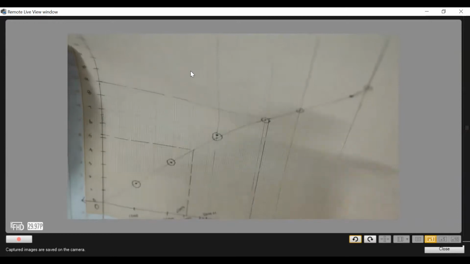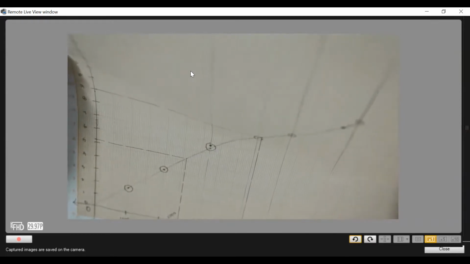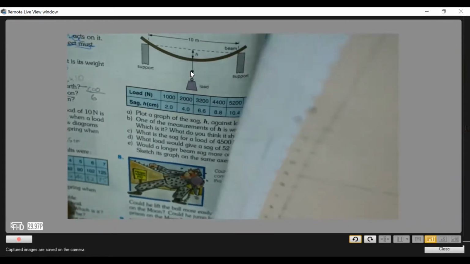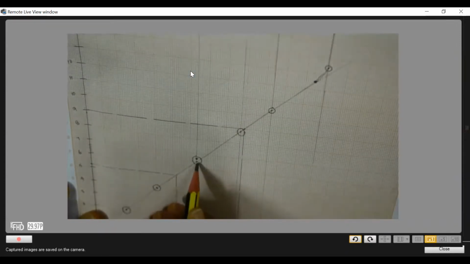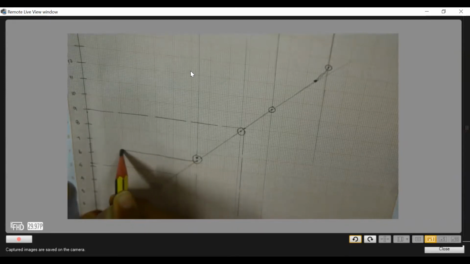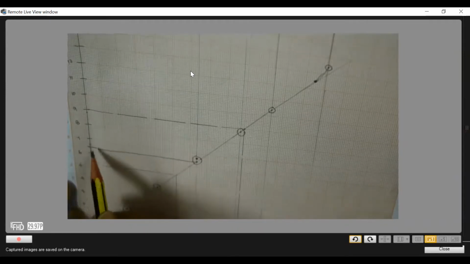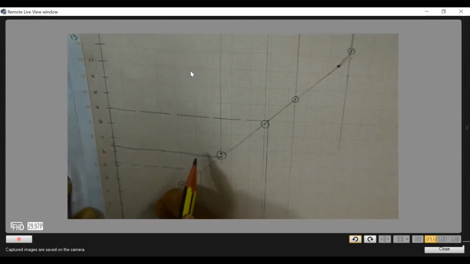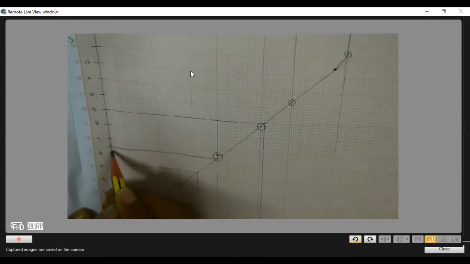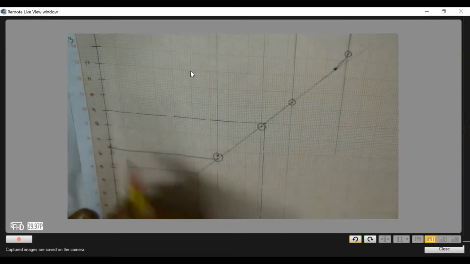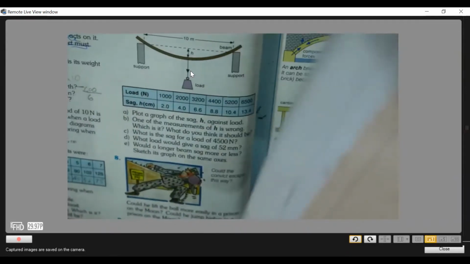Ma'am, it should be 6.5. Yes, it should be 6.5. I don't remember exactly. I forgot to mention it here. Yeah, it is 6.5. Okay. 6.1, 2, 3, 4, 5. Yes, 6.5. Yes, it's 6.5.